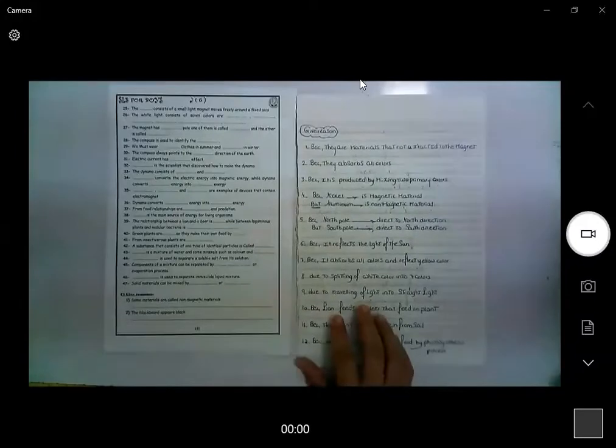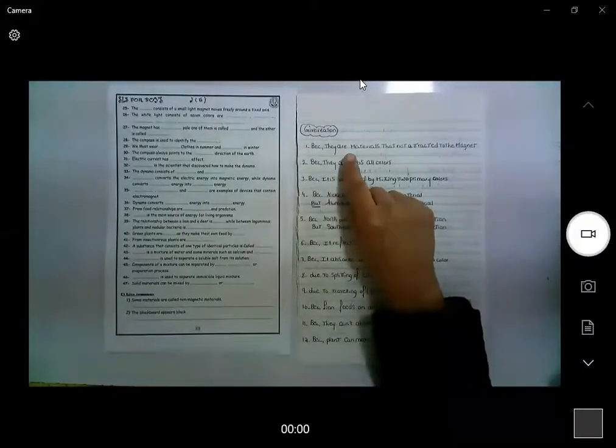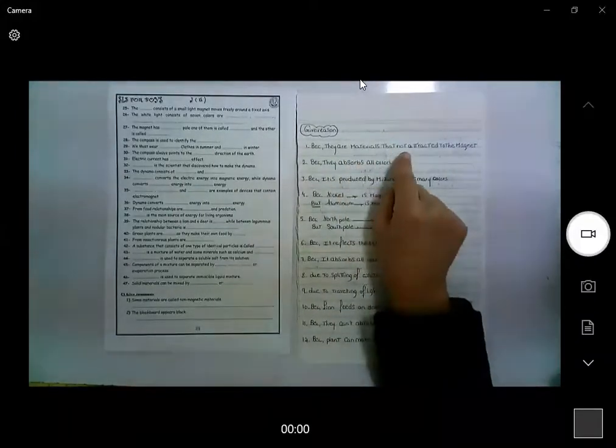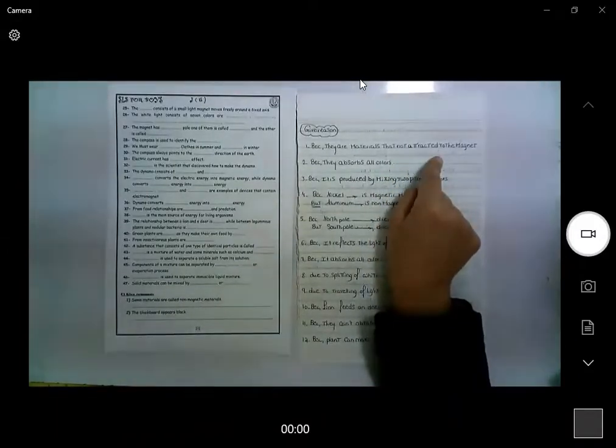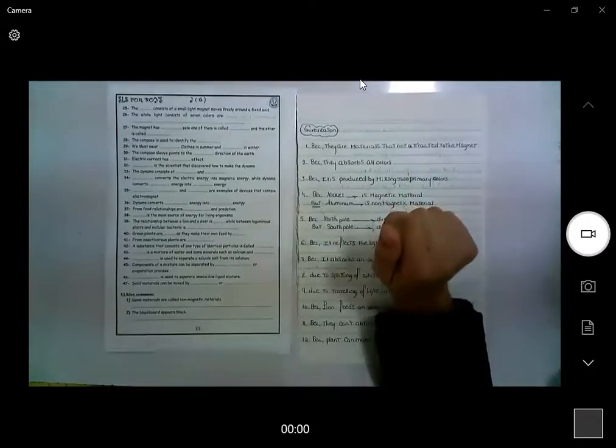Number one, give reason. Some materials are called non-magnetic materials. Of course, you know what's the meaning of non-magnetic material: paper, plastic, aluminium. Why are they called non-magnetic materials? Because they are materials that are not attracted to the magnet.